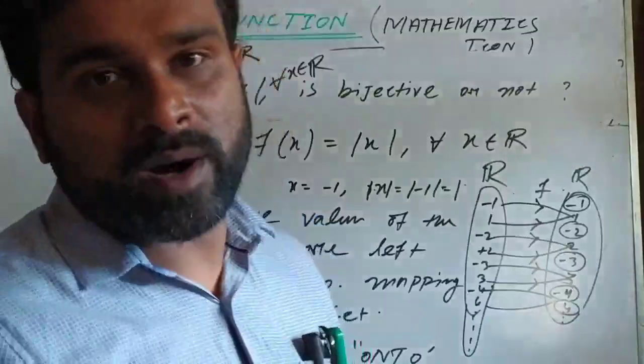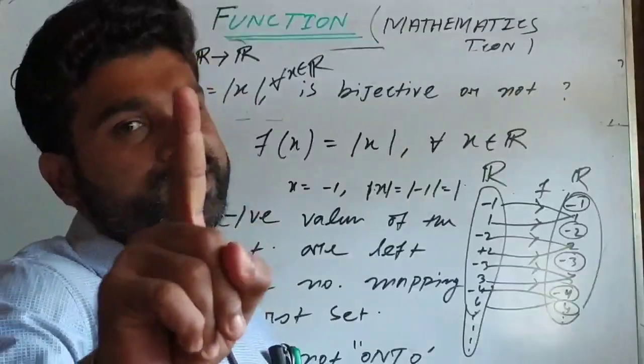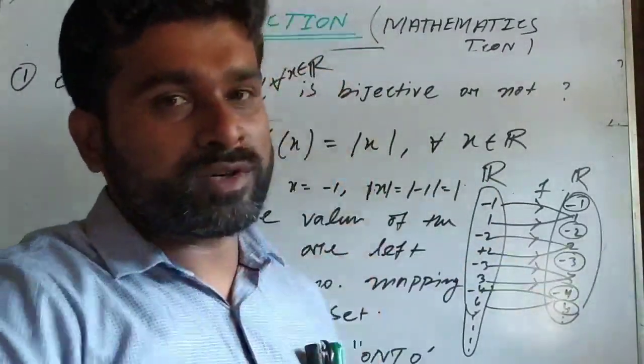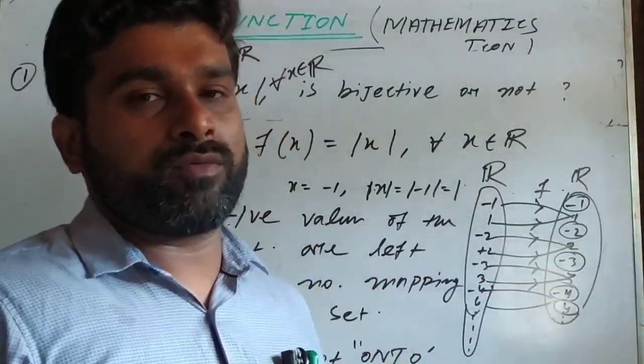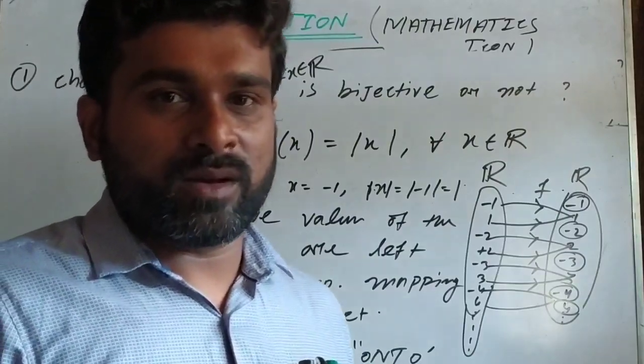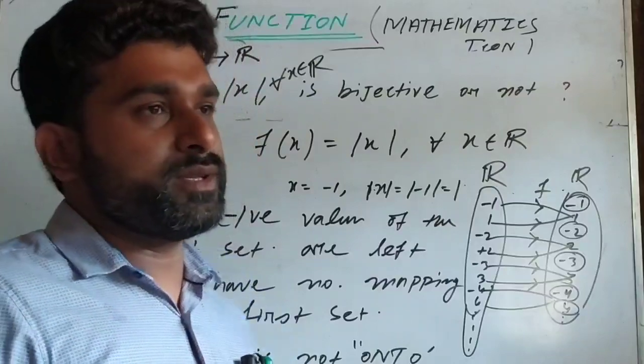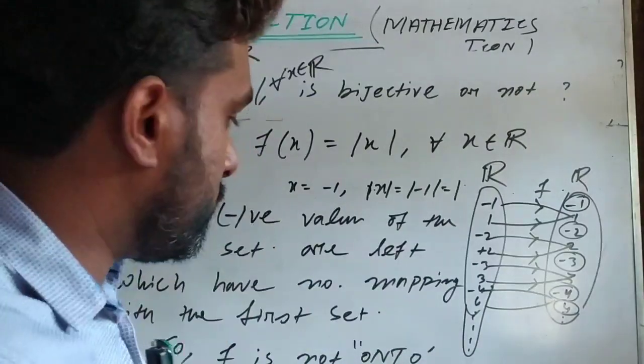According to the ontoness property, if at least one element is left in the second set, then it will not be an onto function. Here an infinite number of negative numbers are left, which have no pre-image, which have no mapping. That means this function is not onto as well. Our second question.